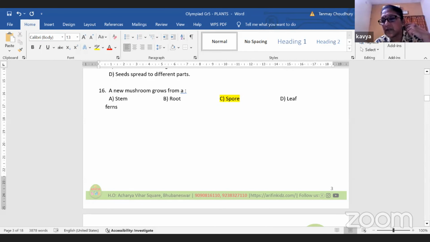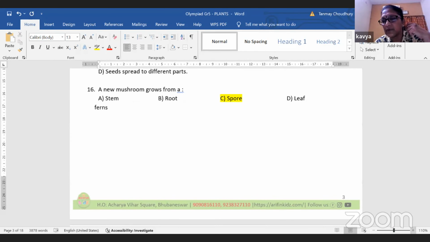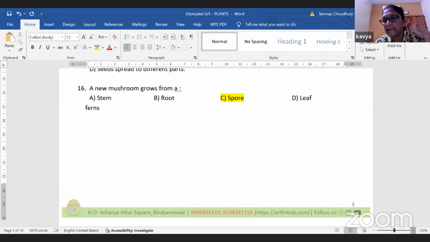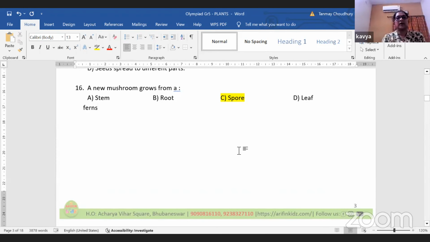Okay, shall I zoom it a bit more? Right. So mushroom reproduces from spores. Now mushroom, ferns, and pine, they're all non-flowering plants. So the pine reproduces from its cones. Ferns reproduce from its spores. Just a minute. I will show you some pictures.